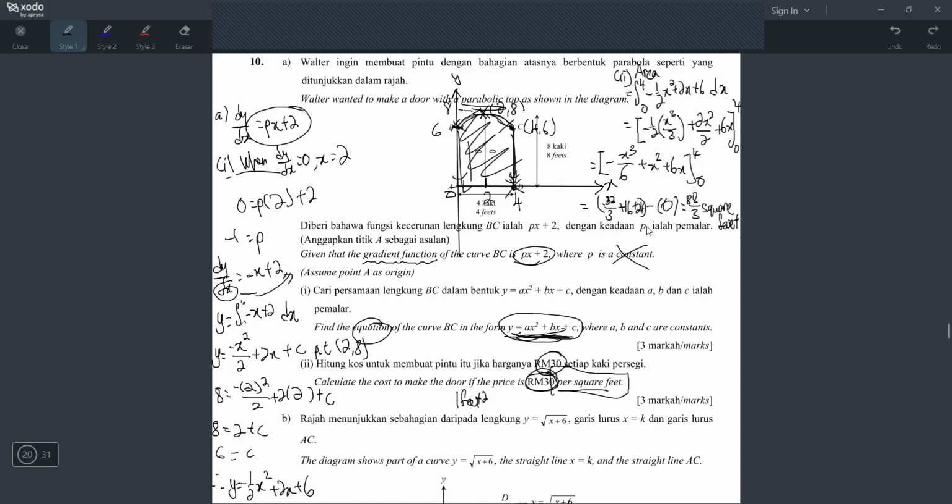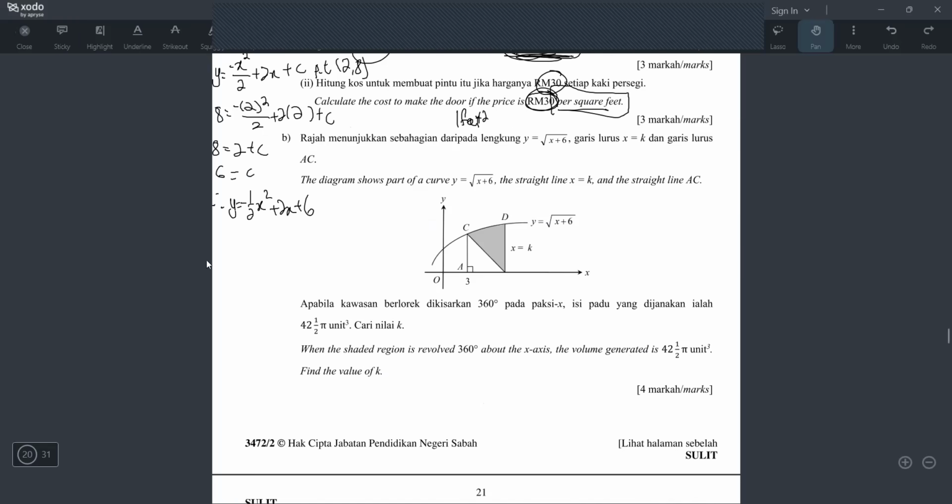So now how to find the cost to make the door? The price to make the door for 1 square foot is 30 ringgit. So if it is 88 over 3 square feet, it will be 88 over 3 times RM 30. And then you will get your answer in RM also. So cut, left with 10. 10 times 88 is RM 880. So that is how you do this question.